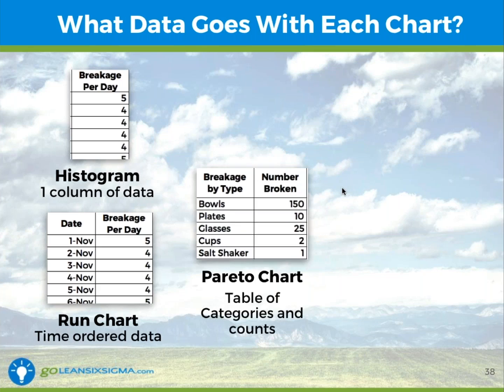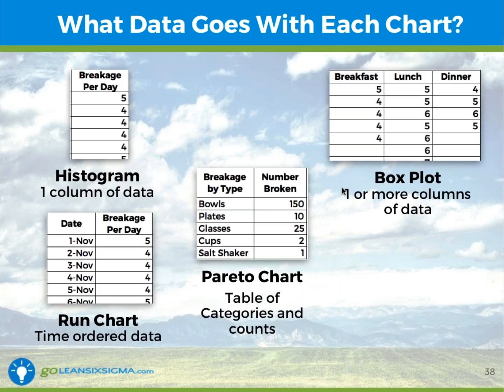Paretos are different from everybody else. They like a table. And on the left column, you've got the categories. This is all the different types of breakage there was. And then in the second column, you have the totals. So you may have other spreadsheets that you're pulling this data from, but to run a Pareto, you need to put it into this table form so that it can do the counts and display them for you. So that's a little bit different.